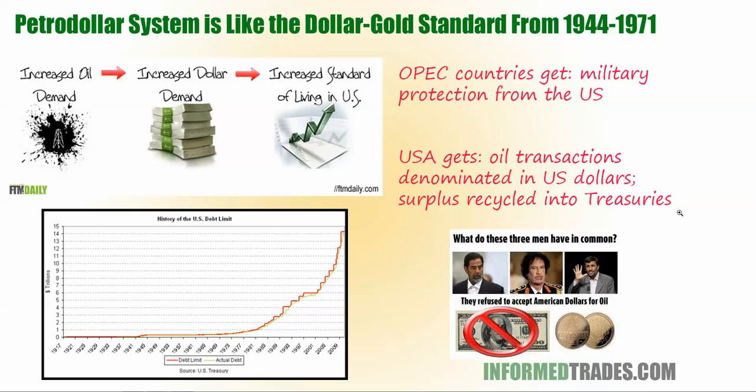Various times throughout the past 40 or 45 years, certain political leaders amongst OPEC nations have tried to go off the agreement. They've tried to have their oil transactions denominated in other currencies, euro, gold, and the result hasn't always been particularly favorable for them.